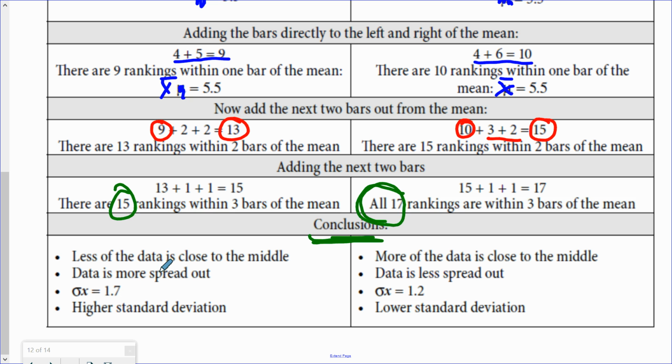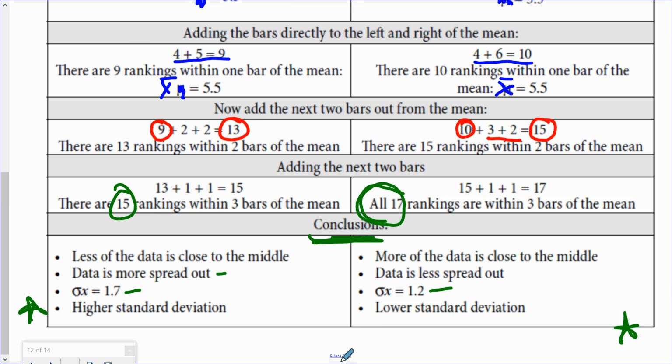So our general conclusions from these observations: for restaurant A, less of the data is close to the middle, so it's more spread out. It has a higher standard deviation, so our standard deviation of 1.7 is higher than for restaurant B. With restaurant B, more of the data is close to the middle, therefore less spread out, so it has the lower standard deviation. So let's put some stars all around that, because that's important to understand and to be able to identify.